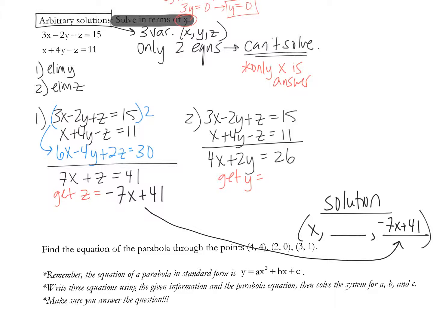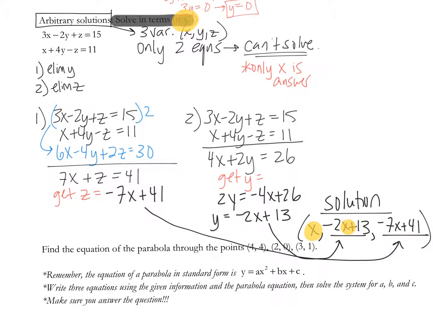So I'm going to do the same thing over here for y. I'm going to first move over the 4x. That's going to give me 2y equals negative 4x plus 26. When I divide everything by 2, that gives me negative 2x plus 13. And that is what goes in the y slot of our solution, negative 2x plus 13. So just one thing to keep in mind when you're doing these eliminating ones with arbitrary solutions, we wanted to have x in our answer. So that means that you should only have the letters of x when you write your solution. So just keep that in mind.